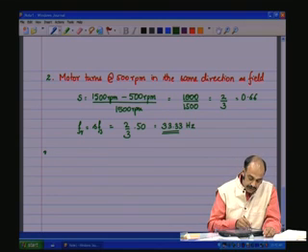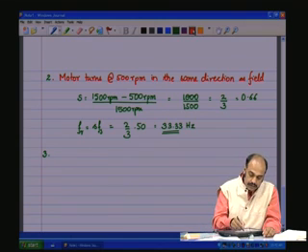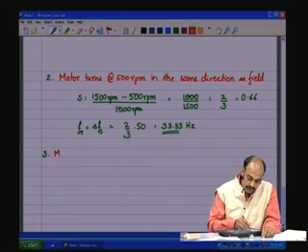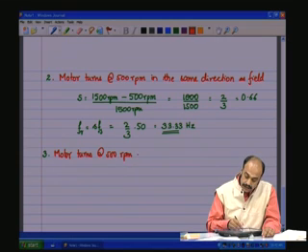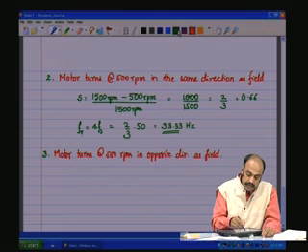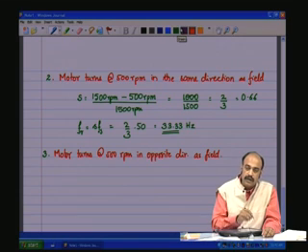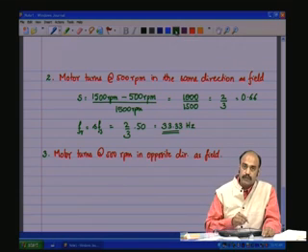Now the third condition is slightly different. Now the motor turns at 500 RPM but in the opposite direction, in the opposite direction as the field, with respect to the field. So this means the speed is negative. So we take, let's say, counterclockwise as positive, clockwise as negative.